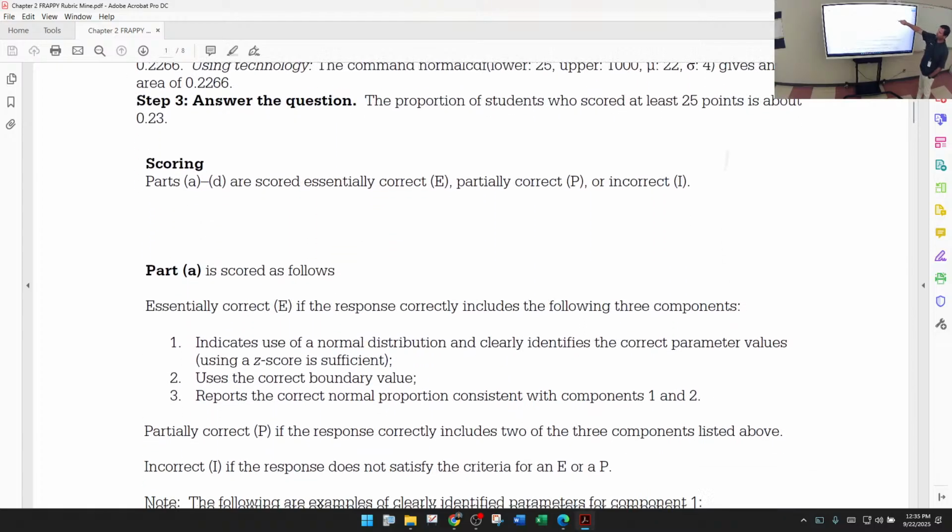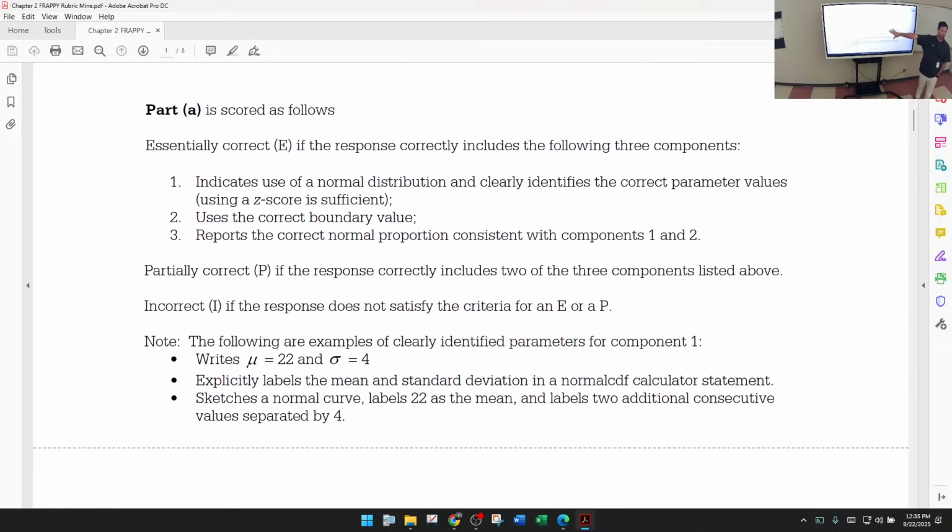Okay, here's the scoring. For an E, if you got these three things: it indicates the use of a normal distribution and clearly indicates the parameter values. Mean, standard deviation, normal. I think we're okay even though he didn't label mu equals and standard deviation equals. I think it's intended because we had 22 right in the middle and one to the left and one to the right. We're really okay with that.